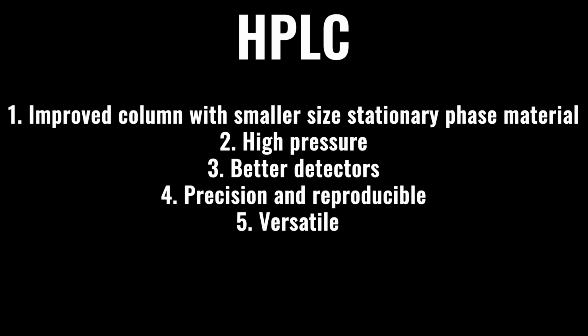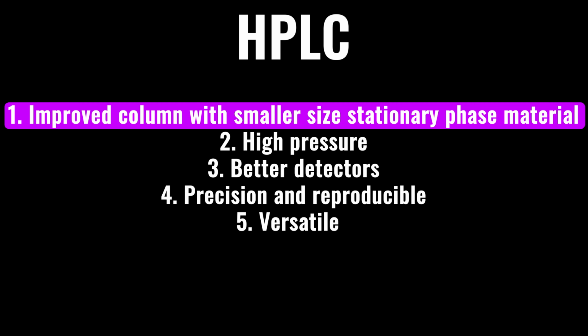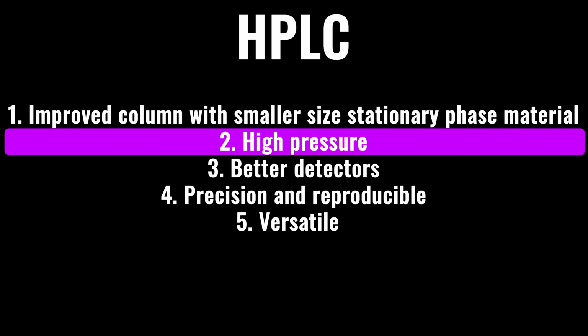Now, HPLC has a lot of improvements from column chromatography. One, the HPLC uses packed columns with very small particle sizes for the stationary phase. This provides a much larger surface area for interactions between the stationary phase and the molecules in the sample. And this leads to better separation and resolution of the components. Two is high pressure. The system operates under high pressure, which is necessary to push the mobile phase through the densely packed columns. This high pressure allows for faster flow rates and shorter analysis times.